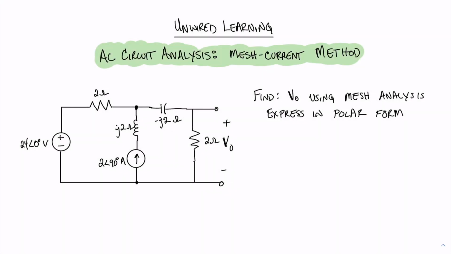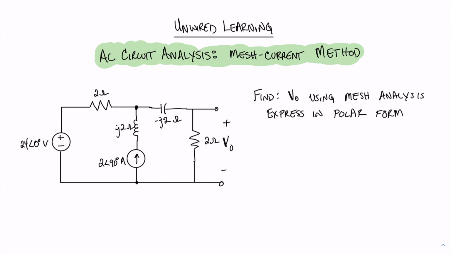Welcome to Unwired Learning. In this video, we're going to continue our series of AC circuit analysis videos, and this particular video is going to focus on doing a mesh current method problem. So here you can see I have another AC circuit, this time with both a voltage and current source, and again we have an inductor and capacitor in this circuit.